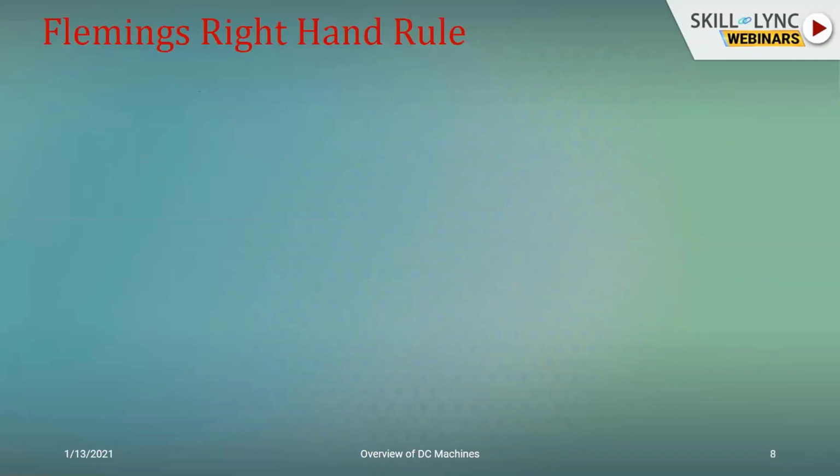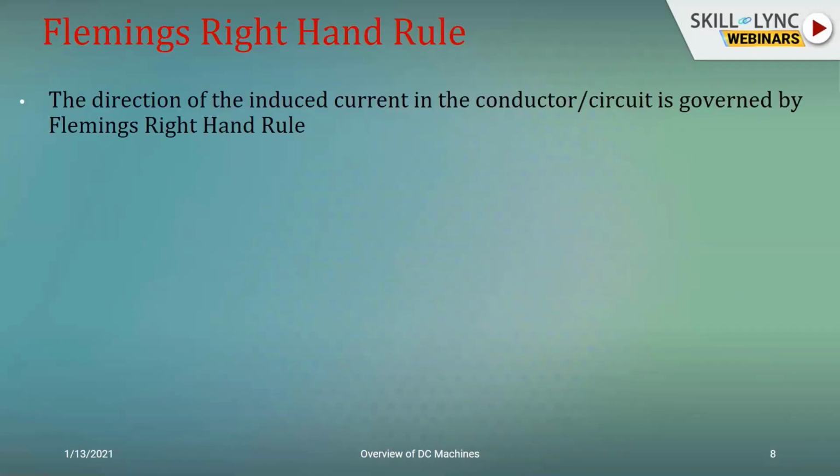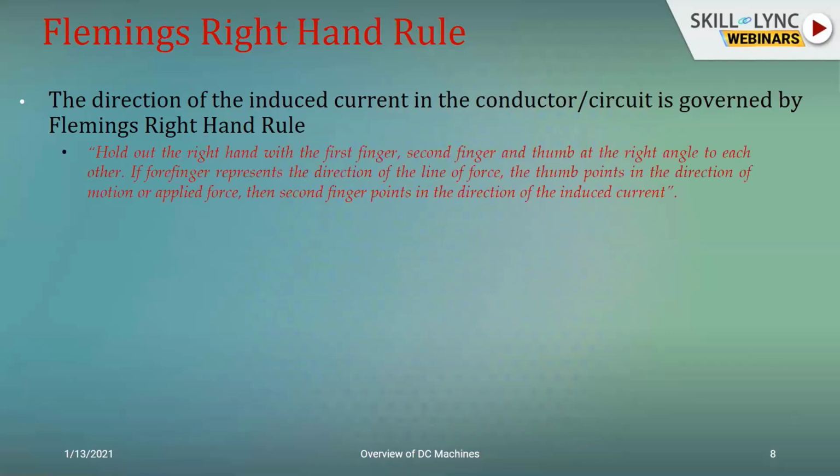Fleming's right-hand rule is your second important law that needs to be understood when it comes to DC machines. It says that the direction of the induced current in a conductor or circuit will be defined by Fleming's right-hand rule. Hold out the right hand with the first finger, the second finger, and the thumb at right angles to each other, so they are mutually perpendicular. If the forefinger represents the direction of the line of force, and the thumb points in the direction of the motion or the applied force, then the second finger points in the direction of the induced current.